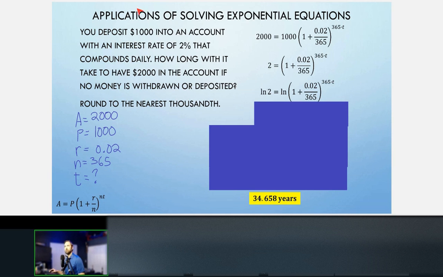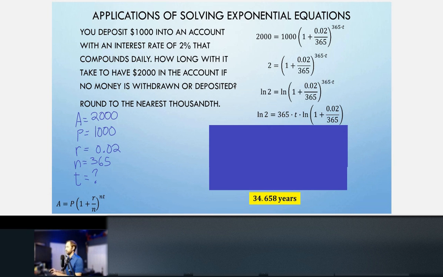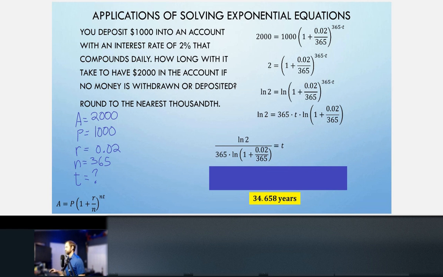So from here, we can move the exponent in front of the natural log. So we get natural log of 2 equals 365 times t times natural log of all that stuff. And then remember, we are solving for t. So we want to divide both sides by 365 natural log of all that stuff to get t by itself. And then we want to type all of that in. So everyone do that and let me know when you got that.